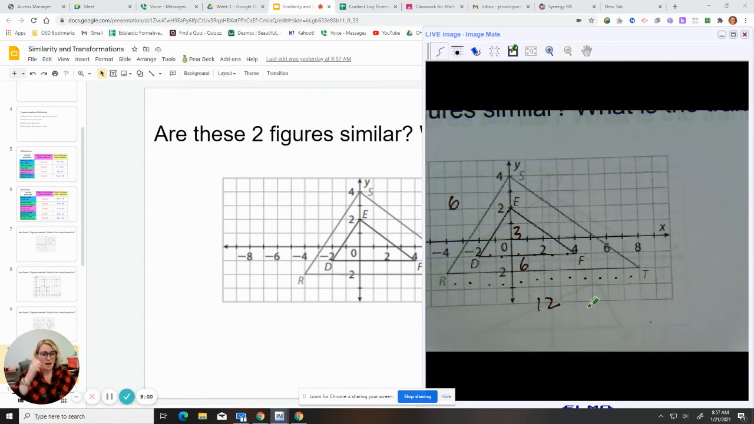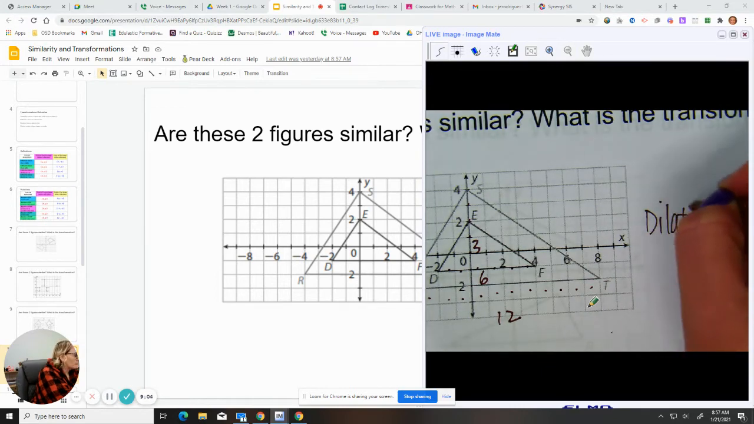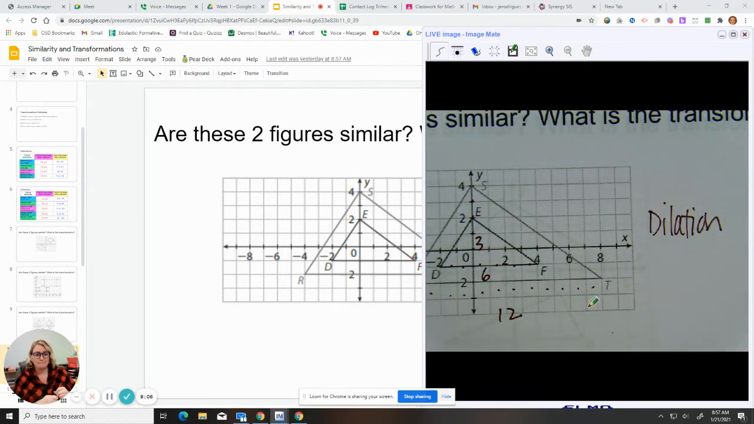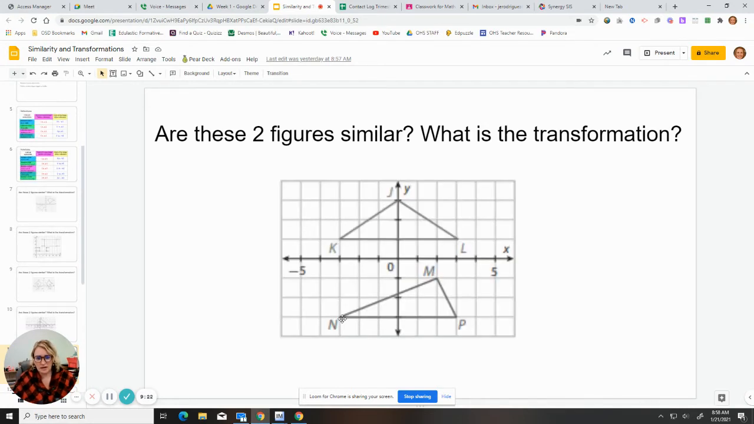And because of that, we know automatically that this is a dilation. Right? That's what it did. It got bigger. And so that's the change that this made. Okay? So hopefully you're getting a little bit better about being able to recognize similarity.